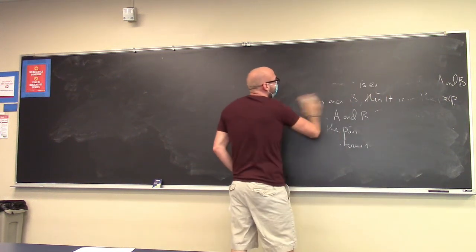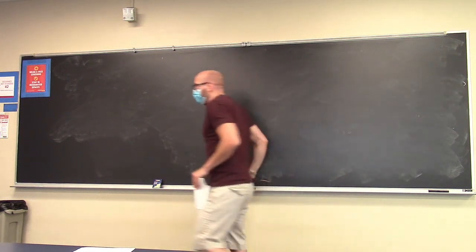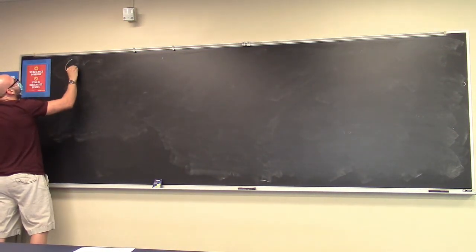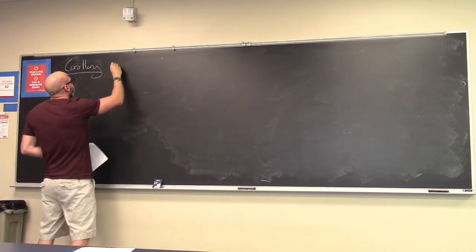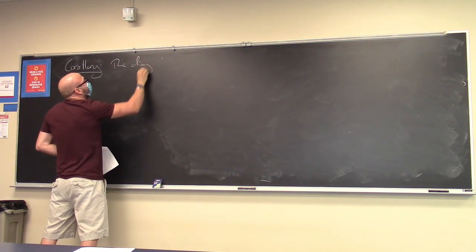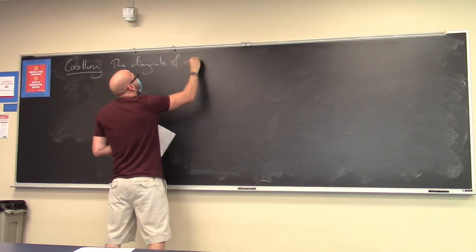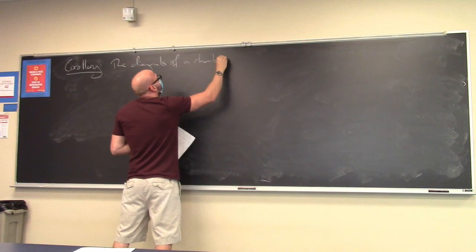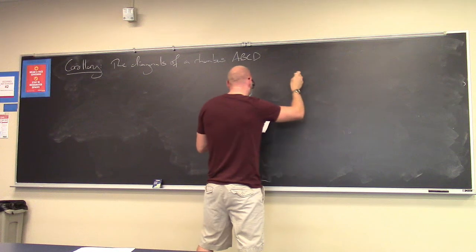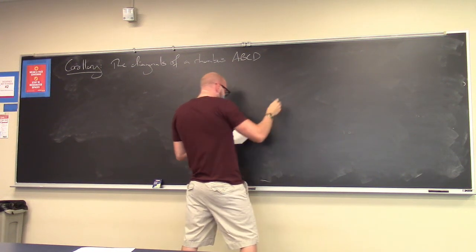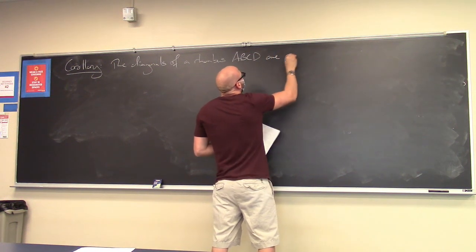Our next result follows almost immediately from it. Hence, it's a corollary. And the corollary is this. And this is really what we wanted to prove all along: that the diagonals of a rhombus ABCD, I don't see any reason to give the rhombus a name here, but anyway, the diagonals of a rhombus ABCD are perpendicular.